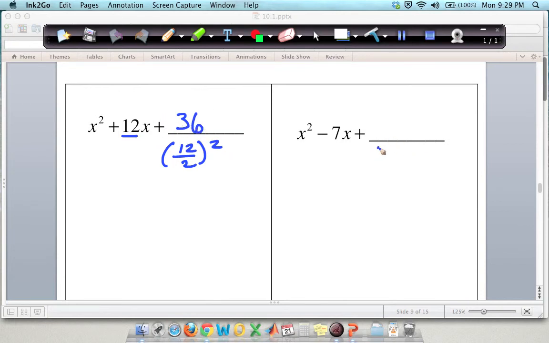Let's do the same thing over here. Take the number in front of x, which is a negative 7, divide it by 2 and square it. And that becomes a positive 49 over 4.